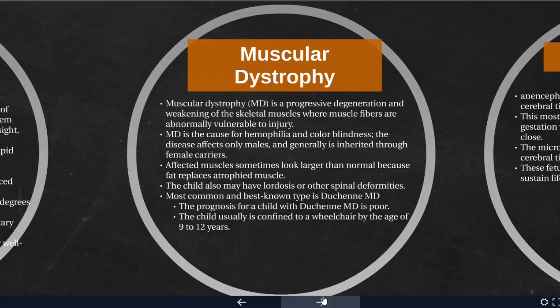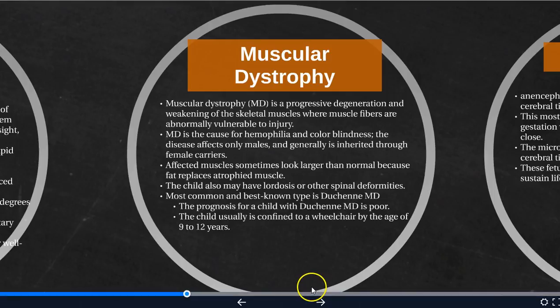The affected muscles sometimes look larger than normal because fat replaces atrophied muscle. The child may also have lordosis or other spinal deformities, so they could have some abnormal curvatures in there. Most common and best known type of muscular dystrophy is Duchenne's. The prognosis for a child with Duchenne's muscular dystrophy is very poor. The child is usually confined to a wheelchair by the age of 9 to 12 years, and they have very limited function of their extremities.